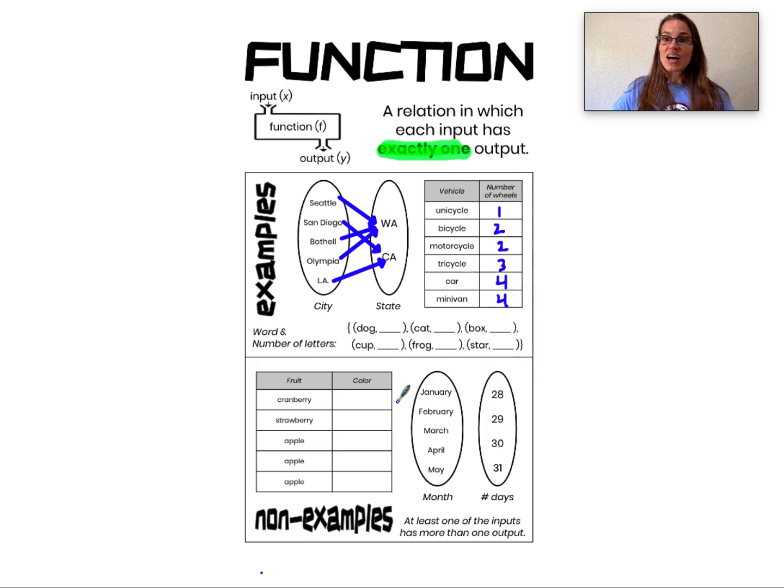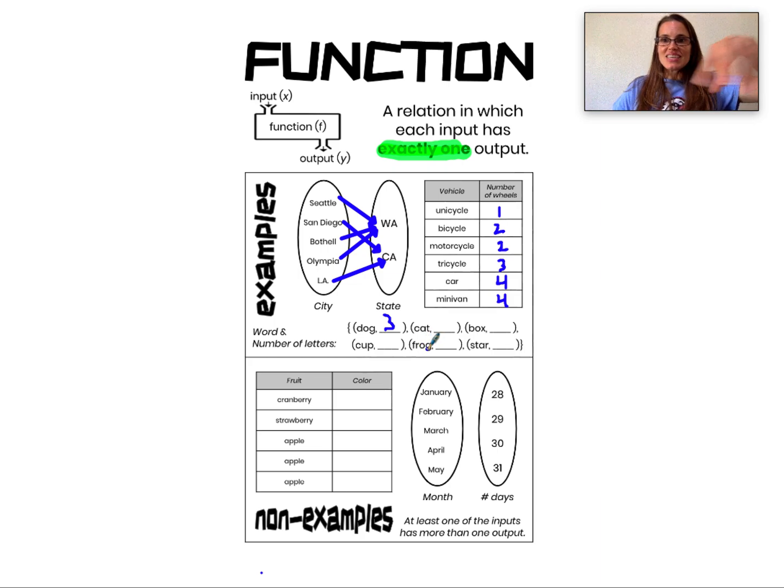Final example of a function. Here's my function machine. Your input is a word. My output of my function machine is how many letters are in that word. So it's a letter counting function machine. If you put the word dog into my function machine, inside my function machine is determining how many letters are in that word. Out comes the completely predictable answer, output of 3.